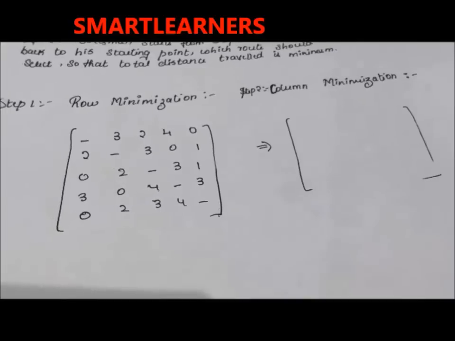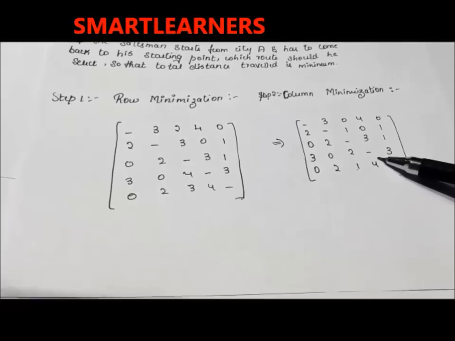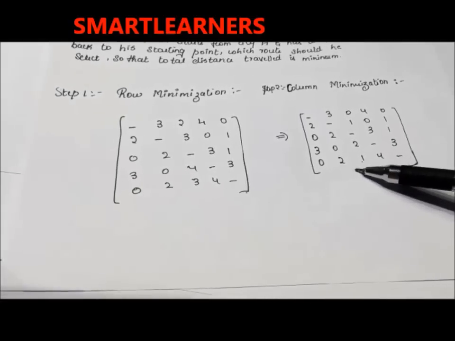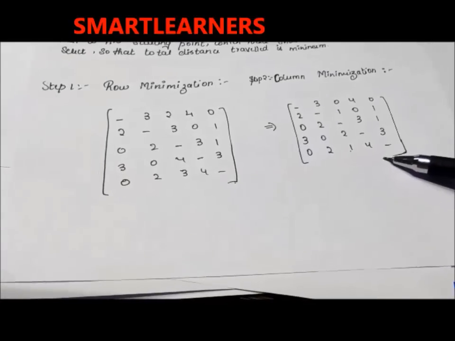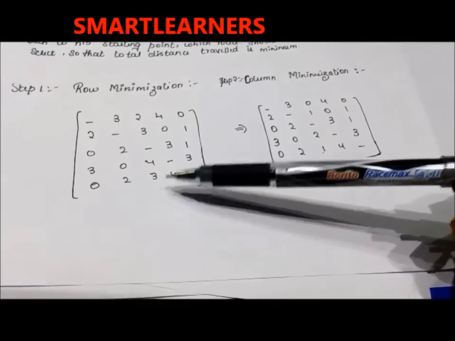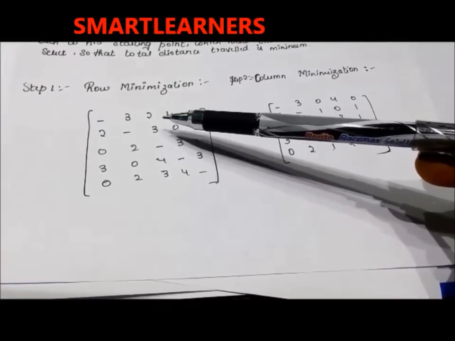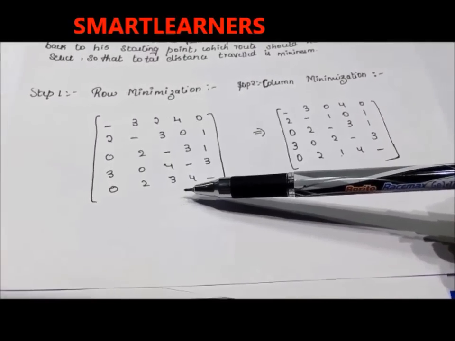So this is the result of column minimization, where we have retained the first, second, fourth and fifth columns as they are from the row minimization, and we have carried out the column minimization only for the third column. So how did we do that? We have chosen the least element in that particular column and subtracted every other element by that number.